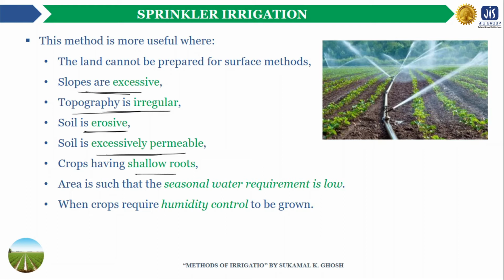Now, when the crops to be grown require humidity control, such as tobacco, we may adopt this sprinkler irrigation method. And in areas where the seasonal water requirement is very low, we can adopt this spraying method, or this sprinkler method of irrigation.